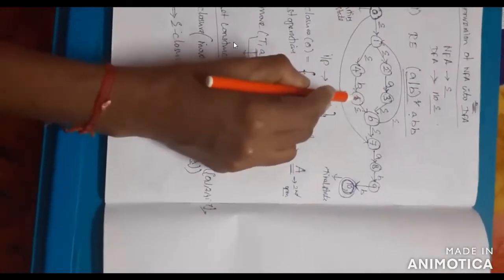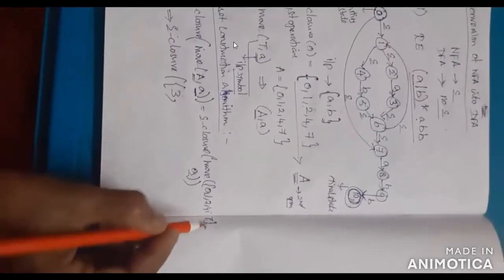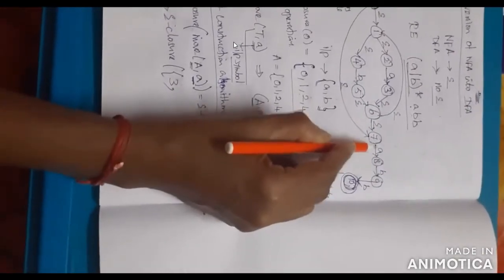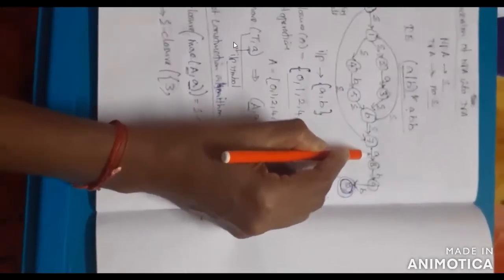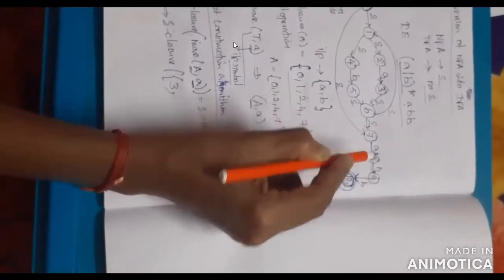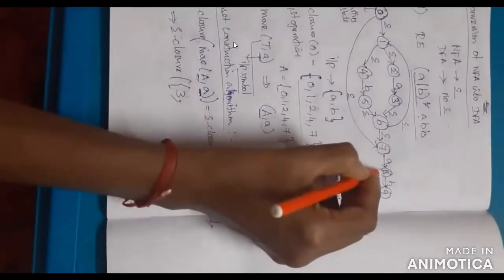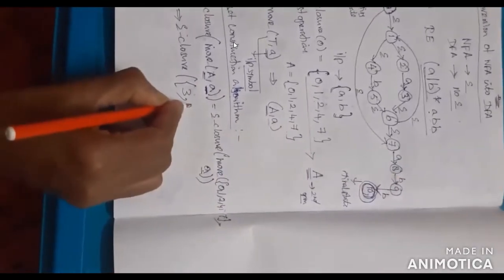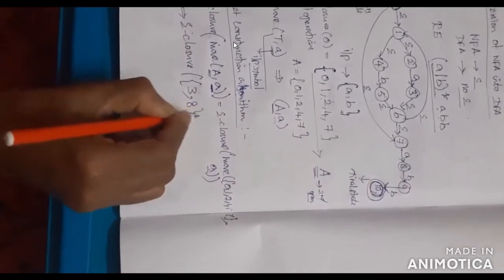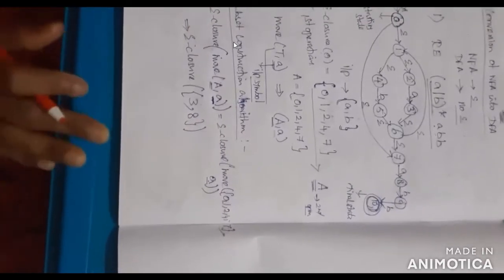So you didn't add it for the value for state 5. Next thing, check 7. 7 can move to the next state 8, and the input symbol is a. You are checking only for small a, so you can add the value for a, state 8. This is for the construction.